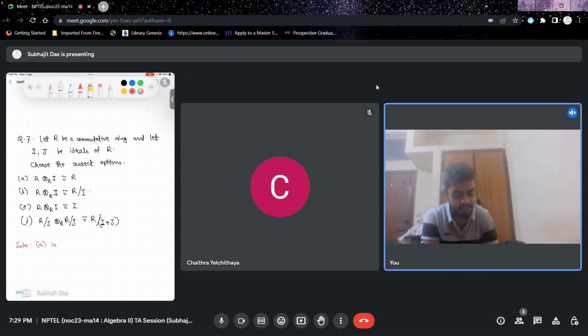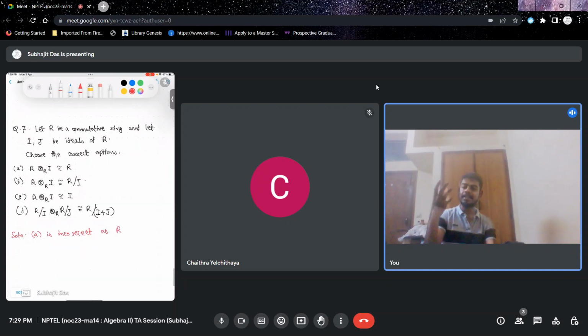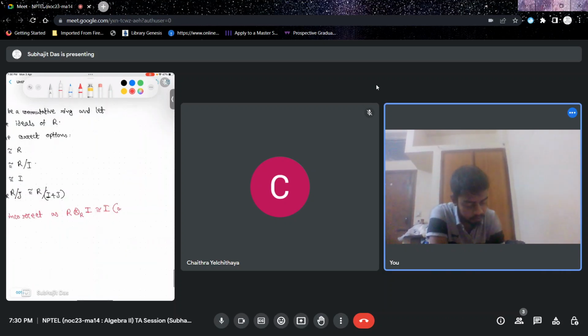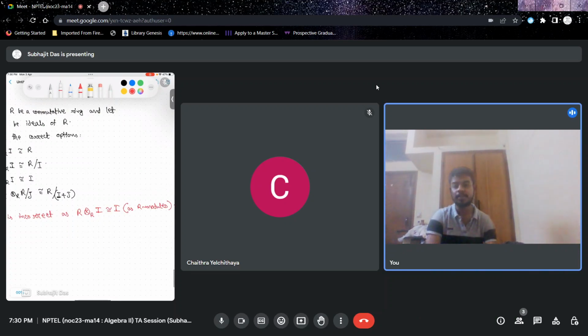A is incorrect actually, because we saw just now that R is an R module. Any ideal of R is a submodule of this R module R, which means that it's a module over R in its own right. You can take the tensor product of R with I, and you know that R tensored over R with any R module, not just I, is always isomorphic to that module, as R modules, isn't it? This is what we saw just now, right?